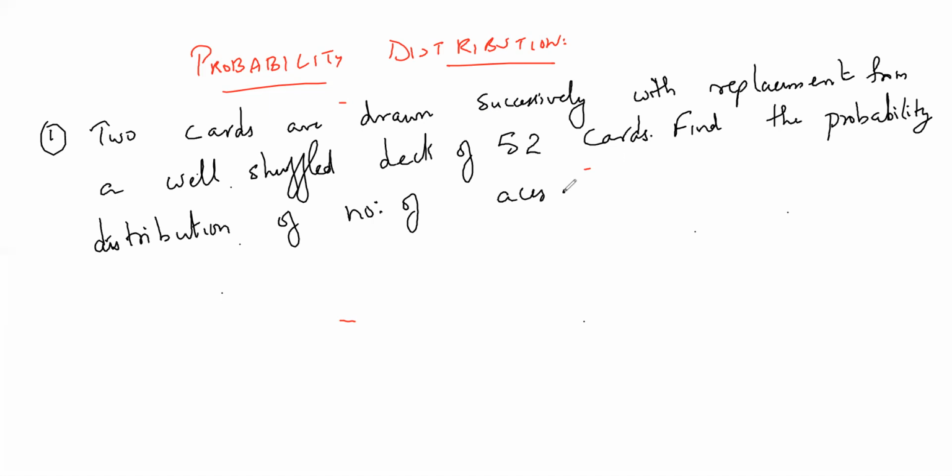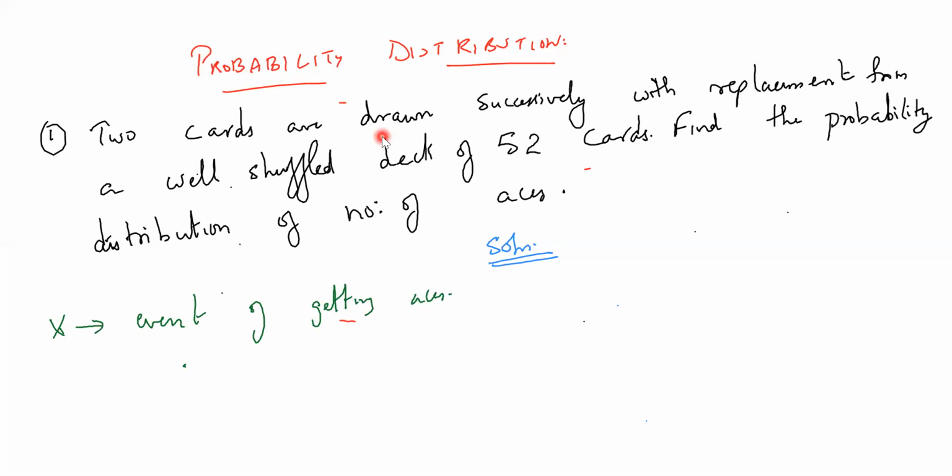So in these kinds of questions, two cards are drawn successively with replacement from a well shuffled deck of 52 cards. Find the probability distribution of number of aces, which means, suppose, I'll write down the solution here. Very easy question, okay? No need to have any attention on this. So let X be the event of getting the number of aces.